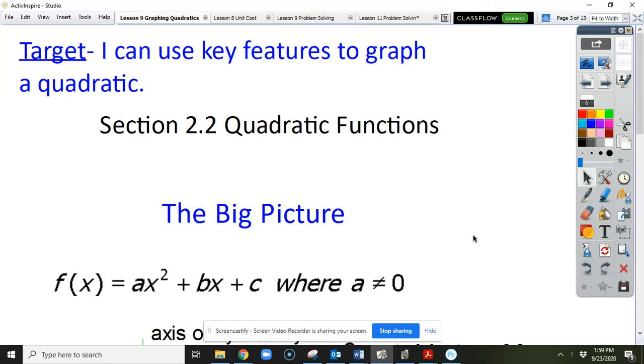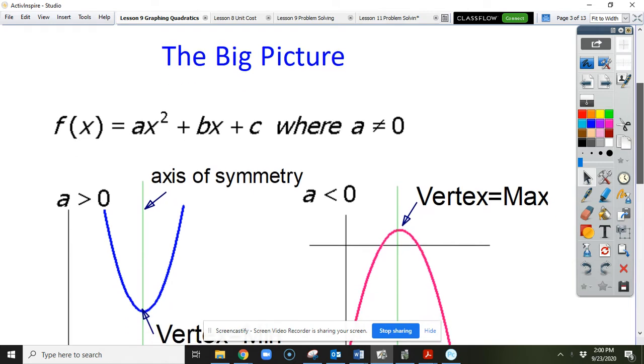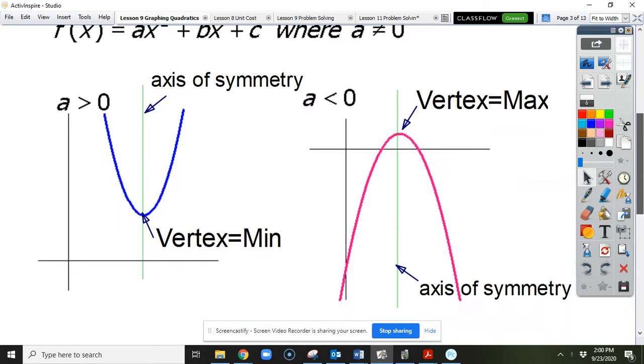All right, here we are for our first learning target, which says I can use key features to graph a quadratic. This is from section 2.2 in the book if you need some more reference. And I wanted to start first with just the big picture. So when we see a quadratic, what have we seen in the past? We see some key features.